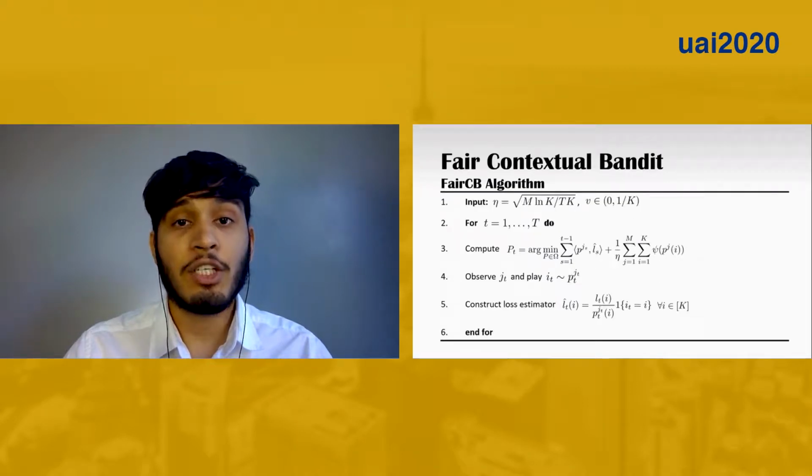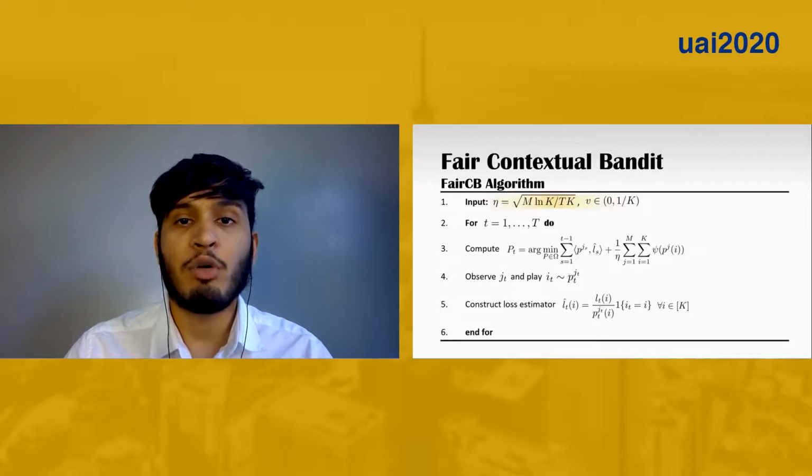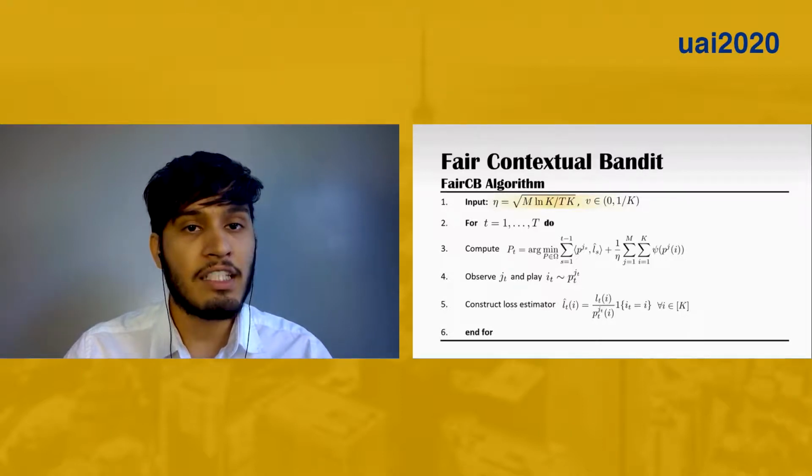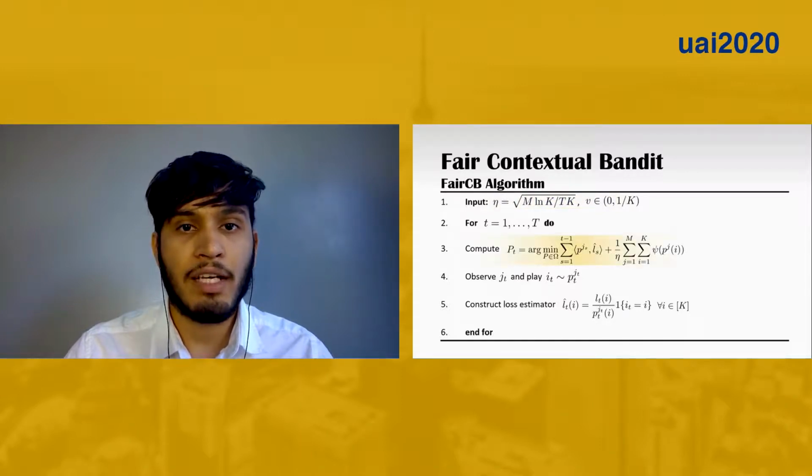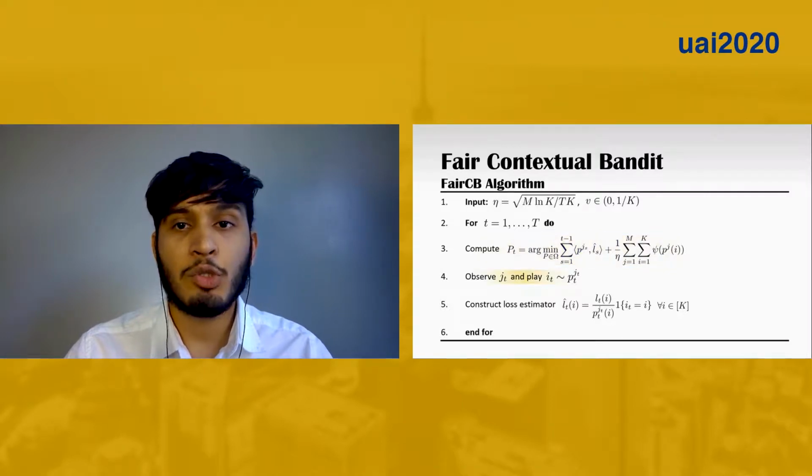Now, using the shown learning rate and setting a value of the fairness constraint that is less than 1 upon the number of arms, at each time step, we would calculate the probabilities over the arms from the space omega that enforces the fairness constraint. Then, given the context, we will choose the corresponding arm and finally update the loss estimator for the next step.